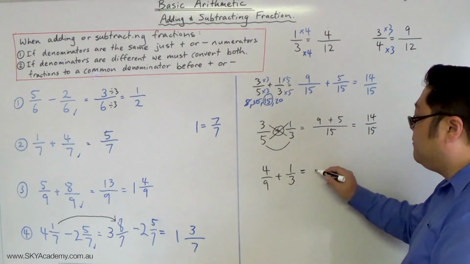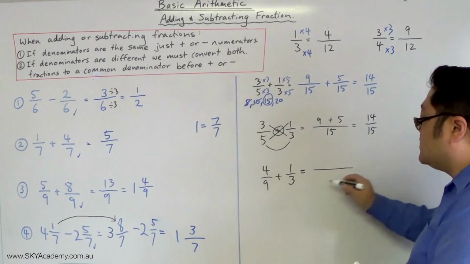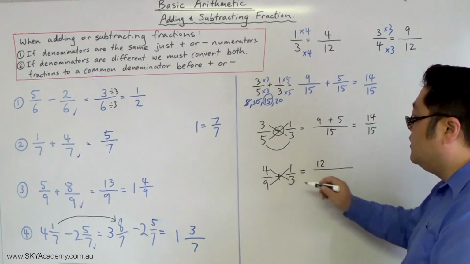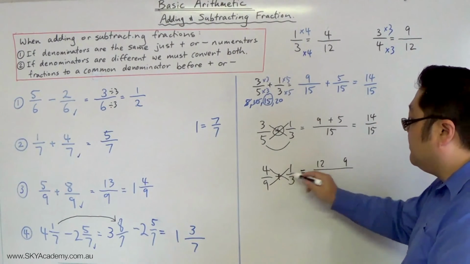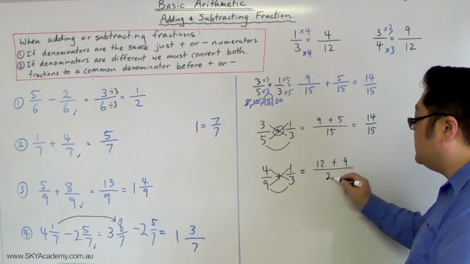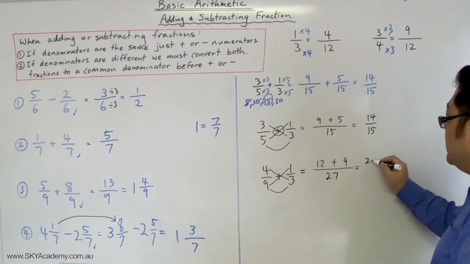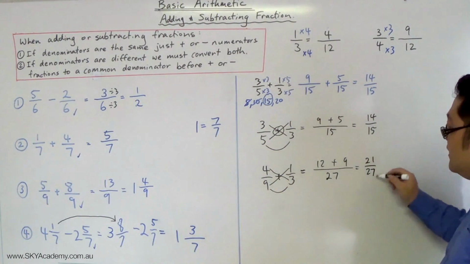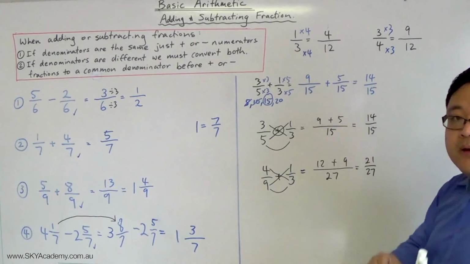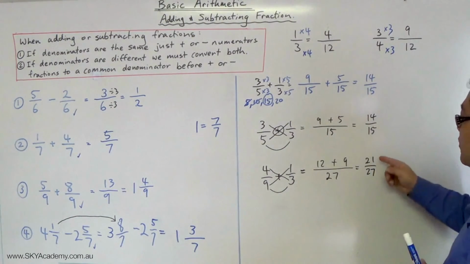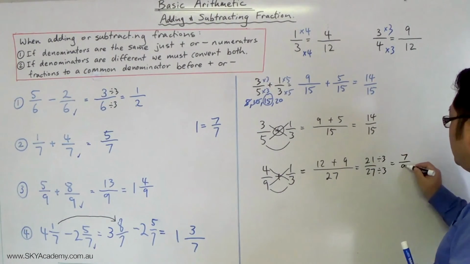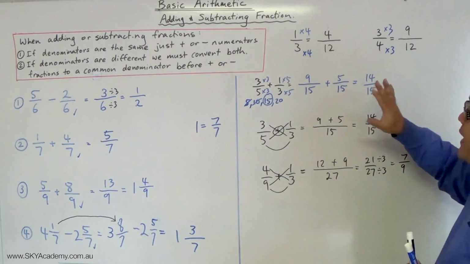So the crisscross smiley method would work like this. Criss, 4 times 3, which is 12. Cross, 9 times 1, which is 9. The plus sign goes in the middle. Smiley, 9 times 3 is 27. And your answer would be 21 over 27. Do you see that automatically you're not down to the lowest common denominator? You would have to then simplify, right? So 3 goes into both 21 and 27, so you divide both by 3, and your answer is 7 over 9.